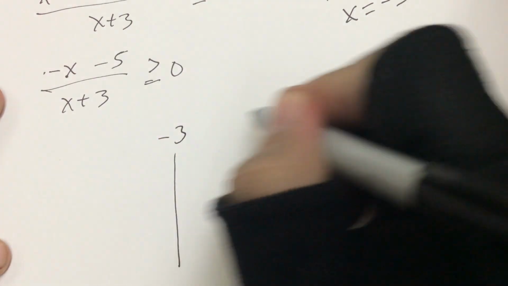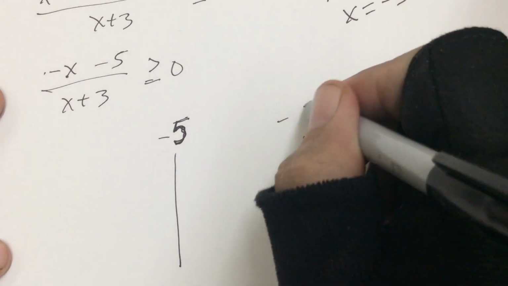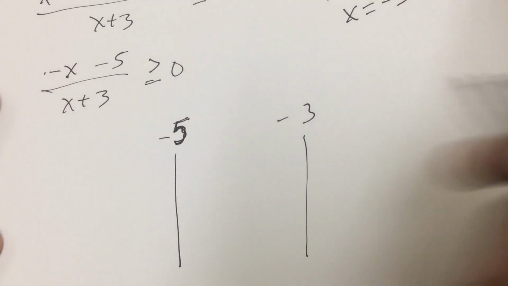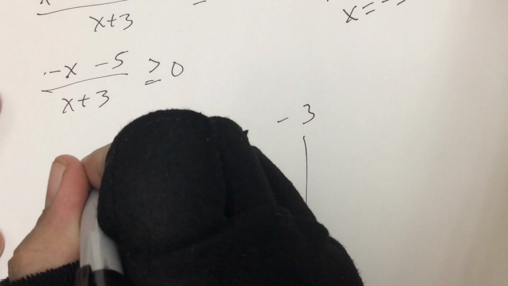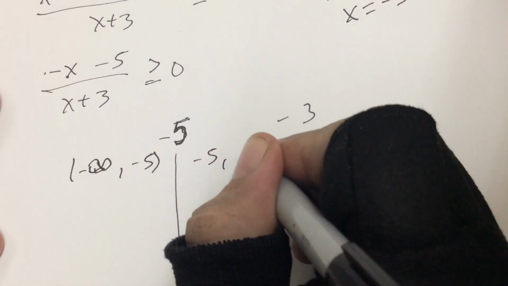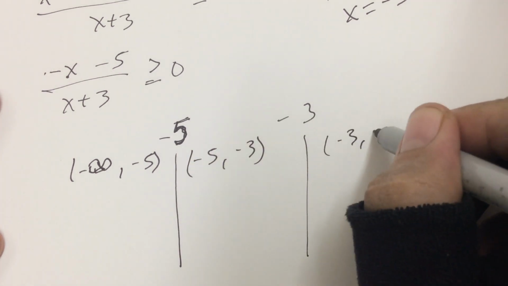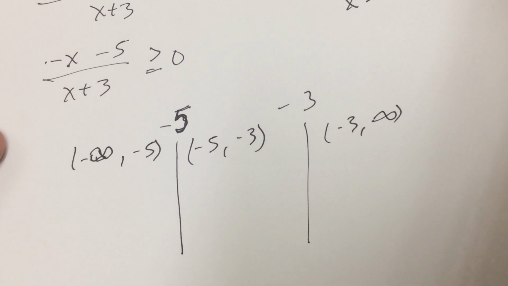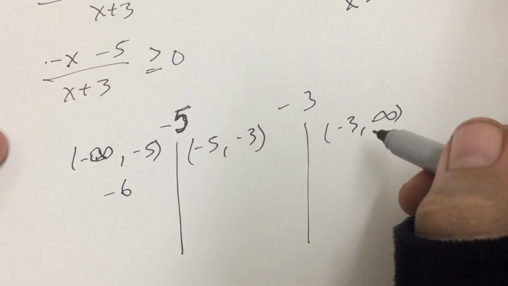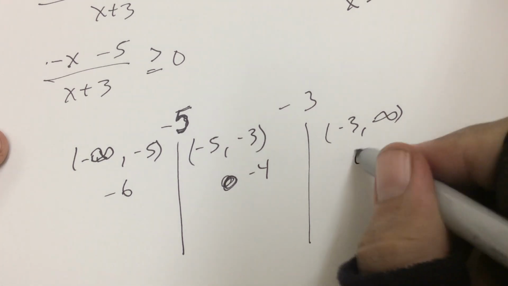So negative 3, oh, I should do negative 5 and negative 3. We should do numerical order. We're still going to break up from negative infinity to negative 5, negative 5 to negative 3, and negative 3 to infinity. So for test values, I'm going to go negative 6, can't do 0, negative 4, I'm getting ahead of myself, and 0.